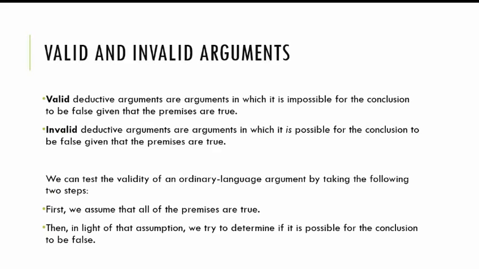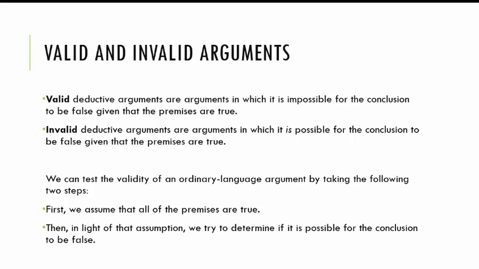Important things that we will consider when we examine deductive arguments are validity and soundness. So let's talk validity first. Valid deductive arguments are arguments in which it is impossible for the conclusion to be false given that the premises are true. Invalid deductive arguments are arguments in which it is possible for the conclusion to be false, given that the premises are true. We can test the validity of an ordinary language argument by taking the following two steps.